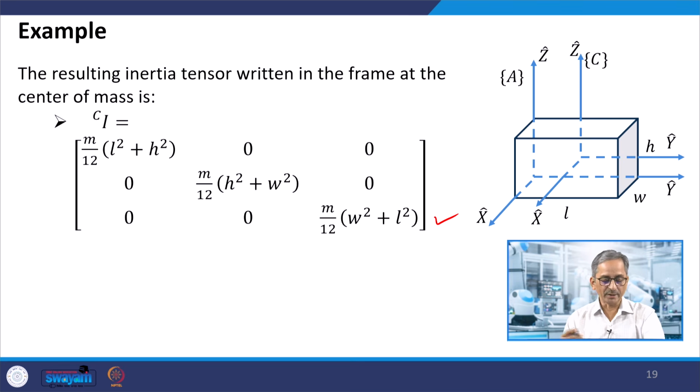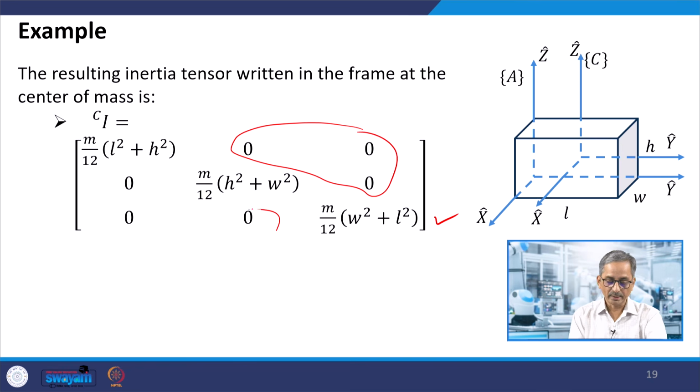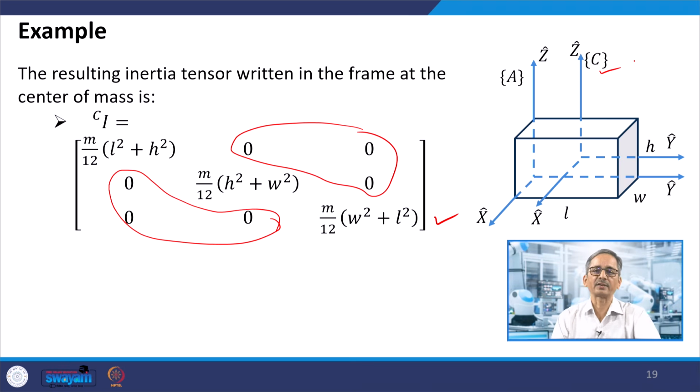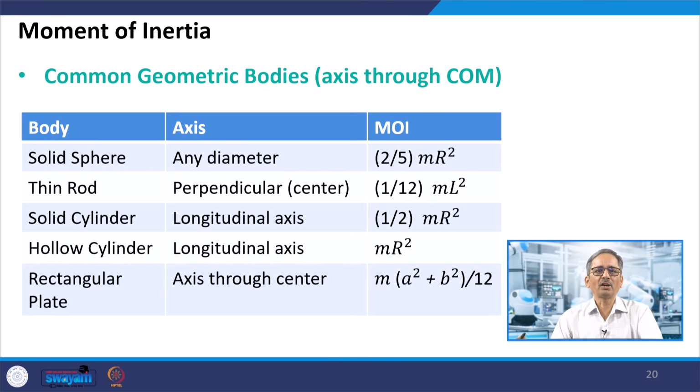Alright. So, here you can see that the off diagonal terms are 0. It means that these axes are the principal axes. Okay. So, the common geometric bodies where the axis is passing through center of mass, these are some of the shapes of the bodies which we may use in some form in robots. These are, say, solid sphere, any diameter, these are the values. You can get these values in any textbook also, and this is what we have evaluated right now.